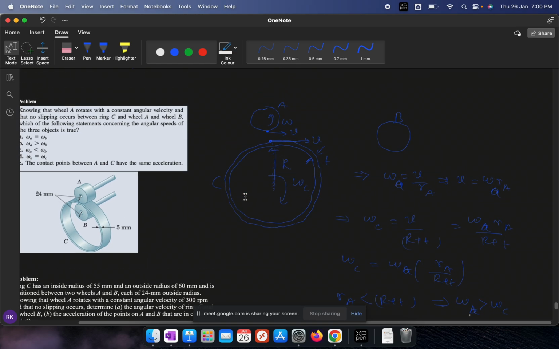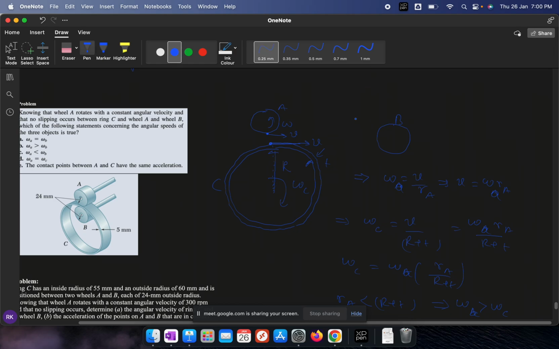Now let's talk about wheel B. The wheel B is underneath of this. Suppose whatever the velocity is here, we don't know, so suppose that is v dash. Whatever the velocity v dash is, that will be exactly the same as the velocity of this, because there is no slipping.